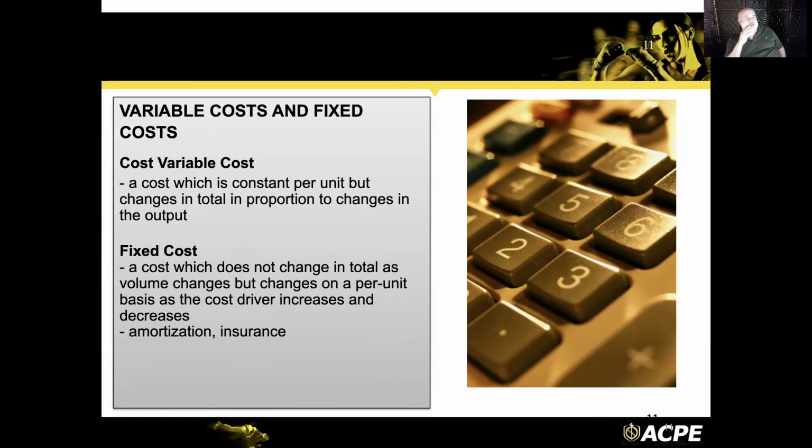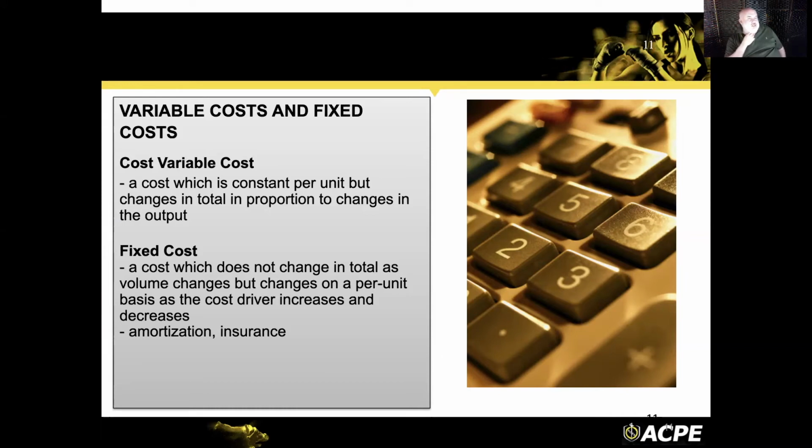With this in mind, we often talk about what we call variable costs and fixed costs. A variable cost is constant per unit, but changes in total in proportion to changes in output. So as output goes up, total variable cost goes up, but the cost per unit stays the same. So it could be a dollar for flour per loaf of bread. If I make 10 loaves, it's $10. If I make 100 loaves, it's $100. It's still $1 per unit, but total cost goes up as the number of units produced goes up, okay?